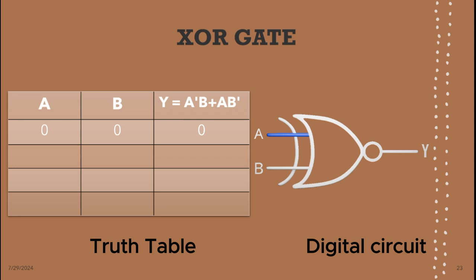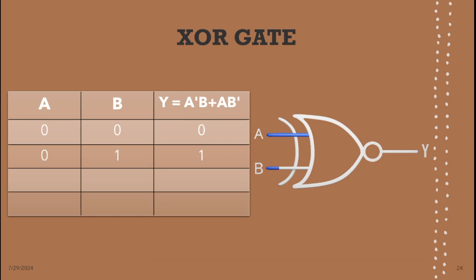If both values are 0, then the output would be 0 because A and B, both values are the same. In the same way, if any one value is different, it results in 1 or high. Same with the third combination. Again, in the fourth combination, hopefully you understand the concept.